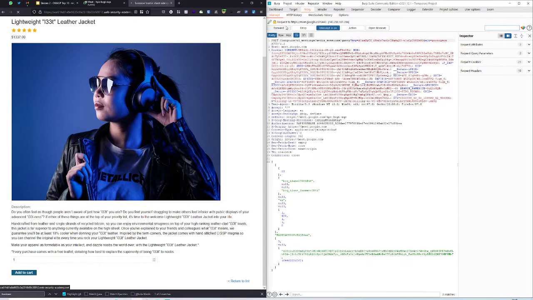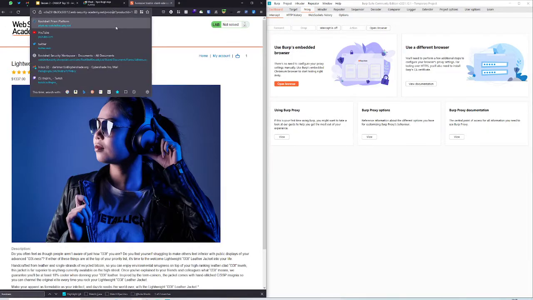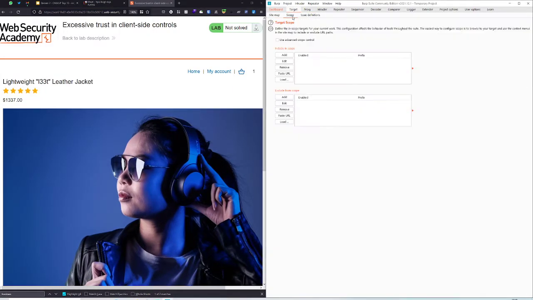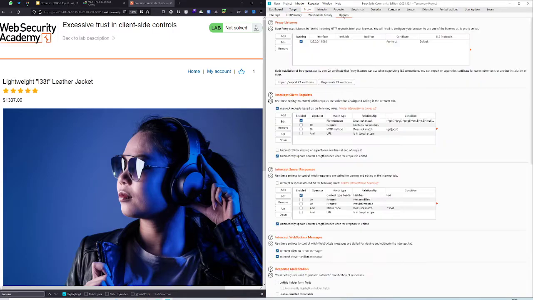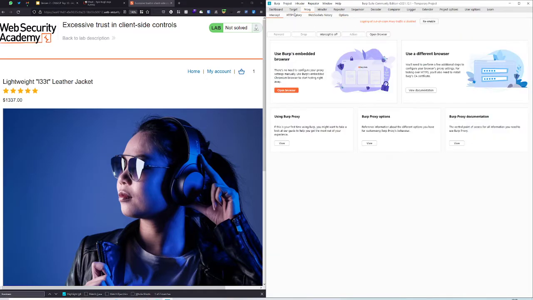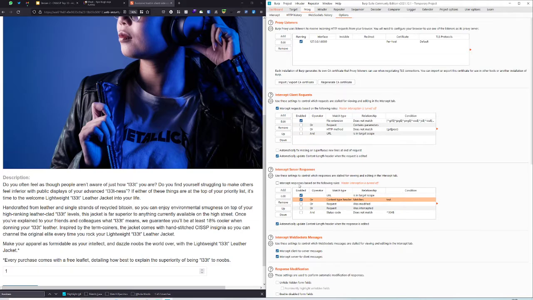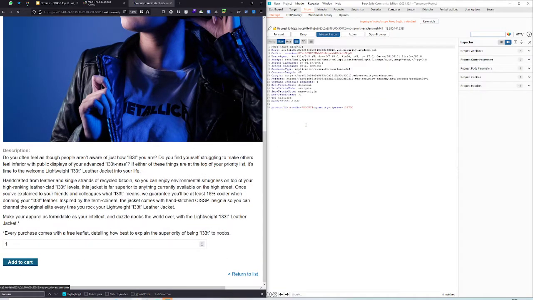Let's add one to cart. Let's also add this to my scope. I'll zoom in a little bit. Unfortunately, I can't zoom in on Burp, which is a pain, at least not until I restart it. That's fine. Intercept. That was responses. Right. So let's just see what goes on here.